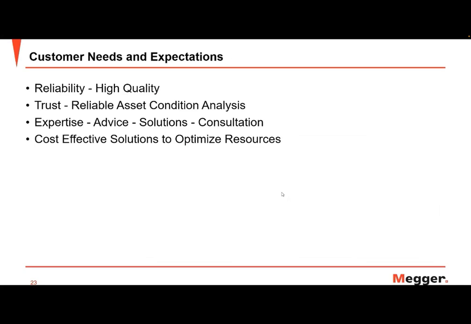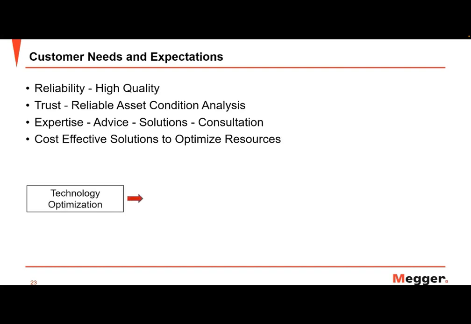So what do you need from us as our prospects or our customers? You need high quality, you need reliability. So you need to be able to trust the results. So you need reliable asset condition analysis. You're going to need some form of consultation. So you're going to rely on maybe our expertise and advice on solutions in terms of newly installed systems and even what's going on with your aging systems. And it's got to be cost effective to optimize resources. That could be your capital resources and your human resources.